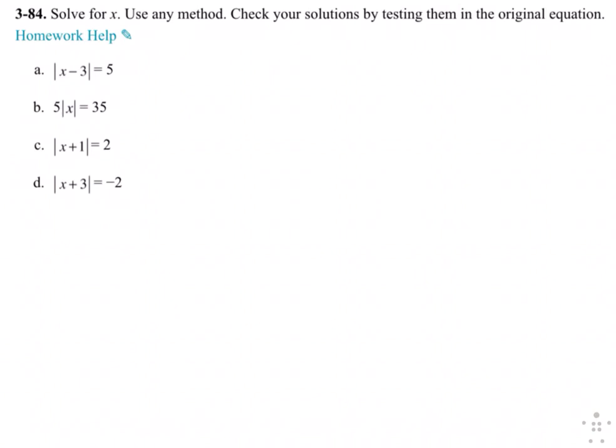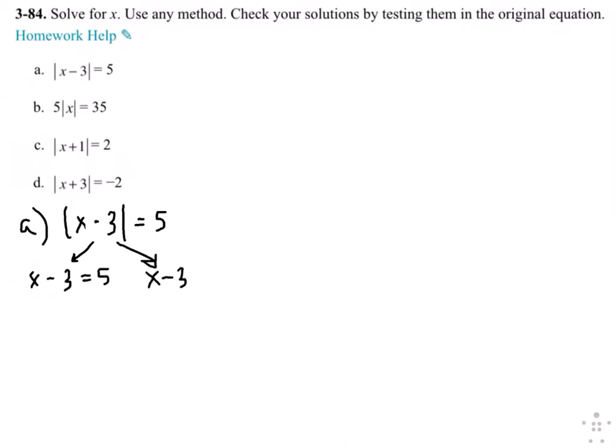Okay, for 84, they want us to solve any methods. So for A, I have x minus 3, absolute value, equals 5. So we break it into 2. I have x minus 3 equals 5, and x minus 3 equals negative 5, because it could be plus or minus. So add 3 to both sides. Plus 3, plus 3. We get x equals 8.